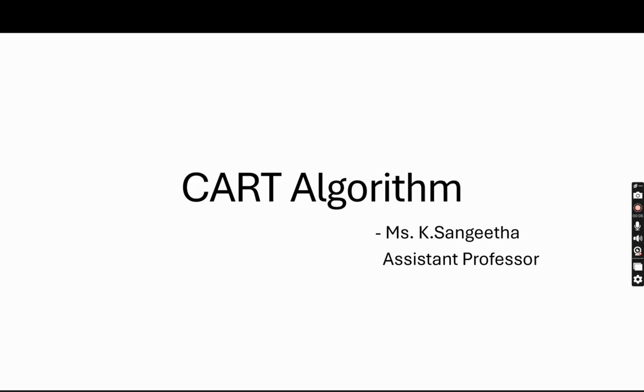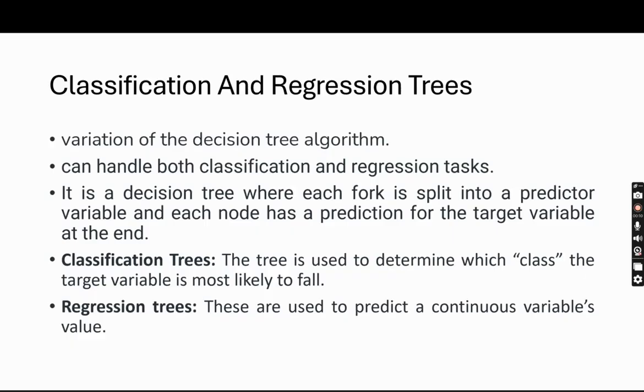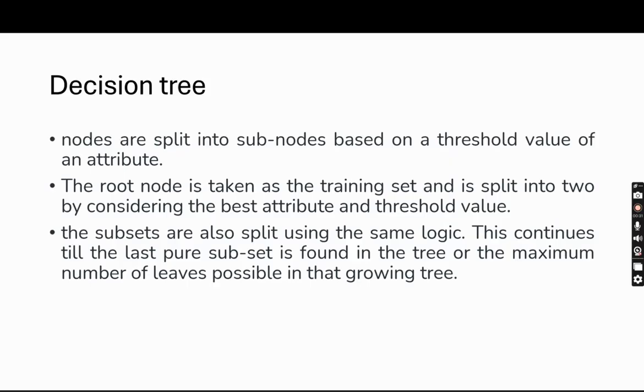In this video, we are going to see about the CART algorithm. CART stands for classification and regression trees, and it is a variation of the decision tree algorithm used for handling both classification and regression tasks. In classification trees, we determine which class the target variable is most likely to fall into, and regression trees are used to predict a continuous variable's value.